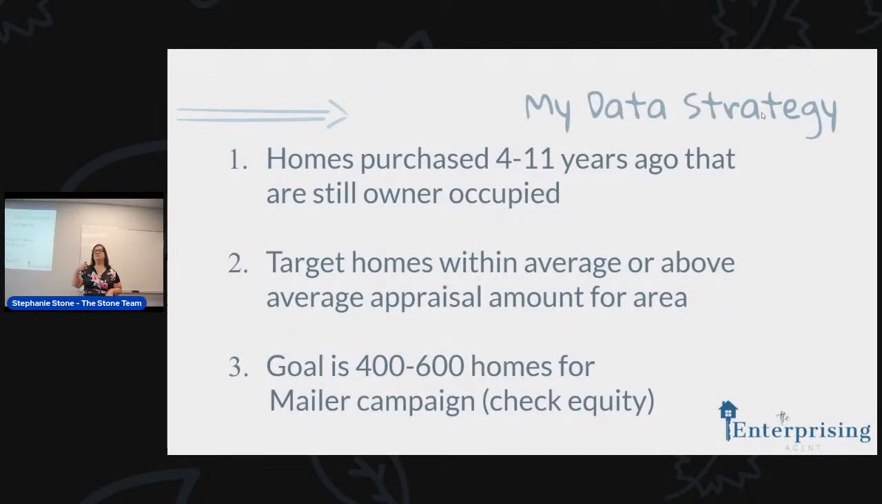So this is my data strategy. Everybody's strategy is going to be a little bit different depending on who your target is. Who are you looking to farm? So for me, I love those owner-occupied folks, those folks that are looking to move up or move down. So I want to grab everybody who's lived in their home at least 4 years, maybe up to 11 years. The average is 11. I don't want to go too far over. I might go 12 if it gives me a few more houses to work with.